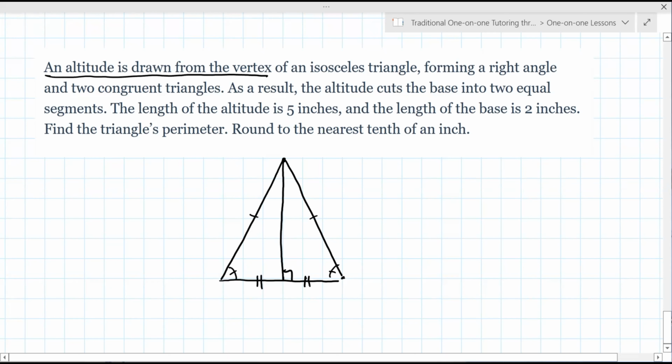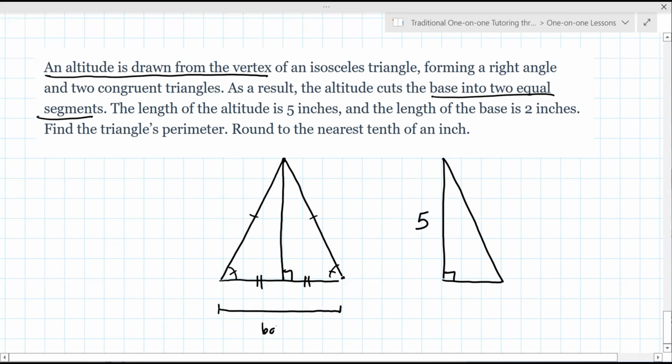That's the first sentence. And they even say that it cuts the base into 2 equal segments. All right, great. So I'm going to draw just one of the triangles here, the right one, and we're going to keep going. The length of the altitude is 5 inches, and the length of the base, here's the base, is 2 inches.